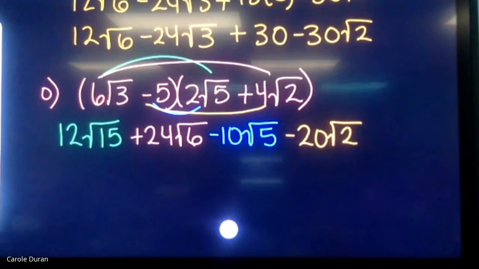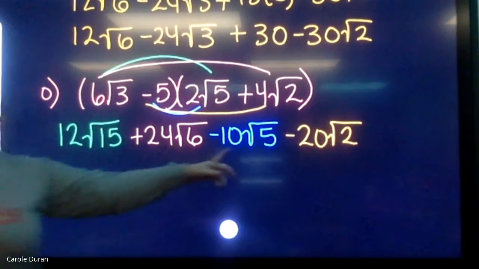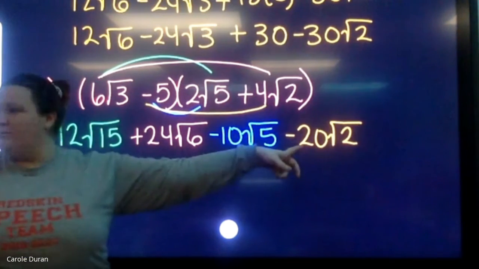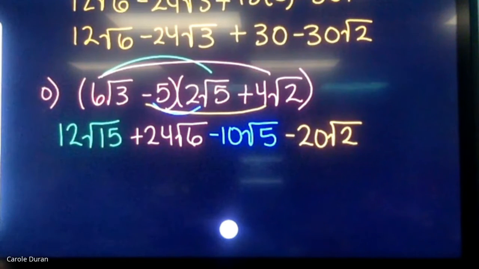Is there anything I can do with the way it is right now? No. So what do I need to see if I can do from here? See if any of them contain a perfect square I can divide out. Does 15 have a perfect square that I can take out of it? Nope. What about 6? Nope. What about 5? And 2? So we're done.